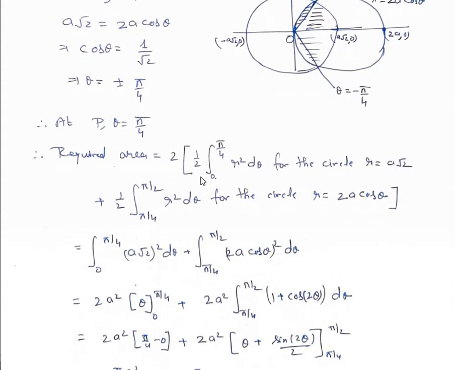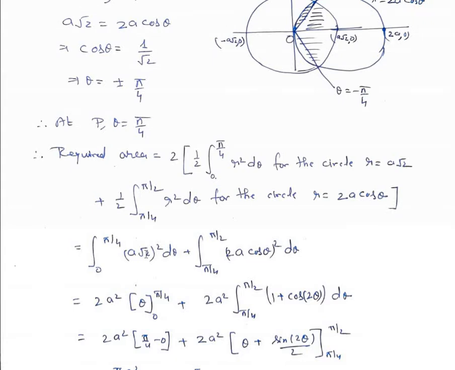So therefore the required area is 2 times 1 upon 2 integral from 0 to pi by 4 of r square d theta for the circle r is equal to a root 2, plus 1 upon 2 integral from pi by 4 to pi by 2 of r square d theta for the circle r is equal to 2a cos theta. Now put the values of r. Here r is equal to a root 2.